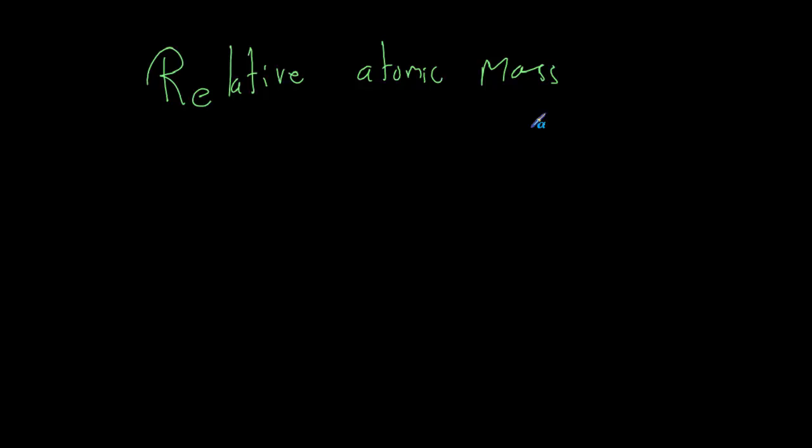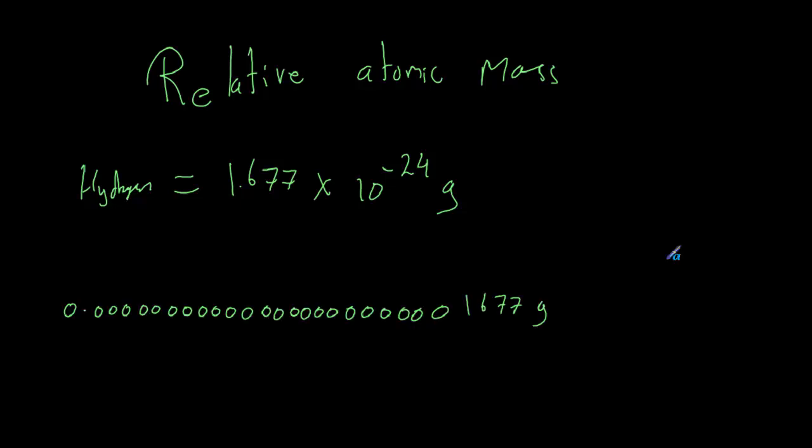And so, if we were to talk about atoms in terms of grams, then that would start to get pretty messy. And for example, a hydrogen atom has a mass of 1.677 times 10 to the power of negative 24 grams. Now, if you're familiar with standard form, then obviously that will mean something to you. If it doesn't, then this is actually how much hydrogen weighs.